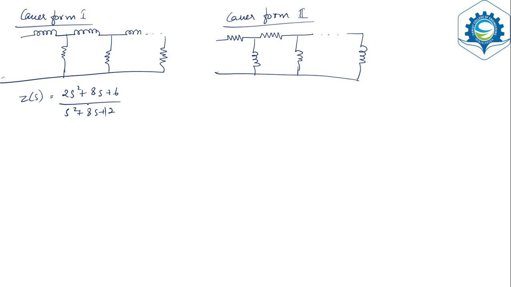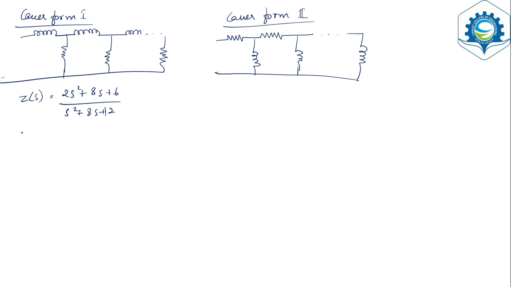First, you have to check whether it is an RL network or an RC network. Sorry, if the numerator is near to 0, it is an RL network. Numerator near to 0 means RL, and the denominator nearer to 0 means it is an RC network.